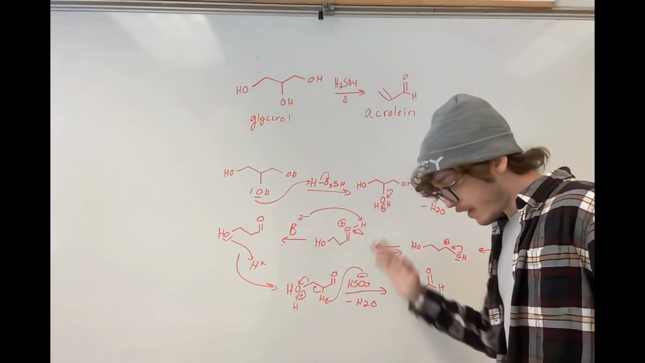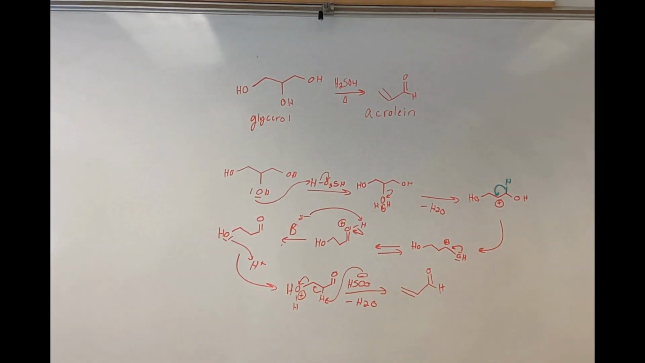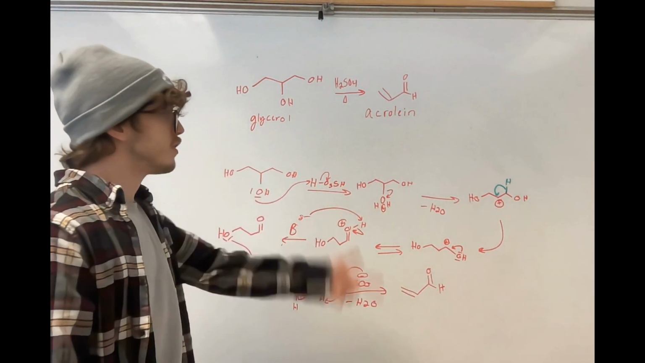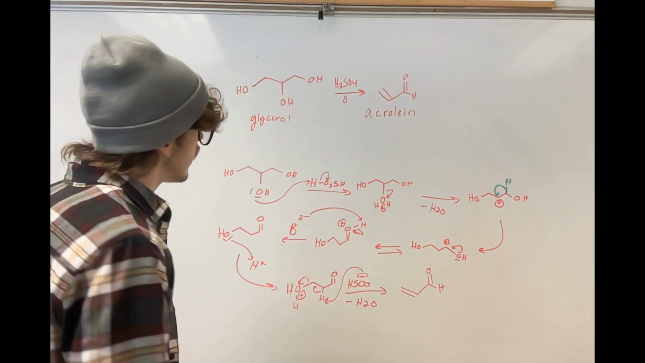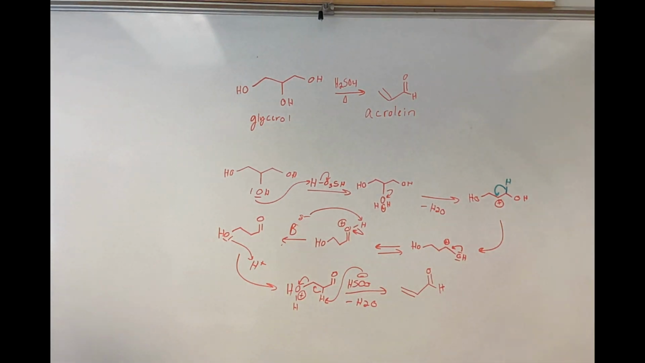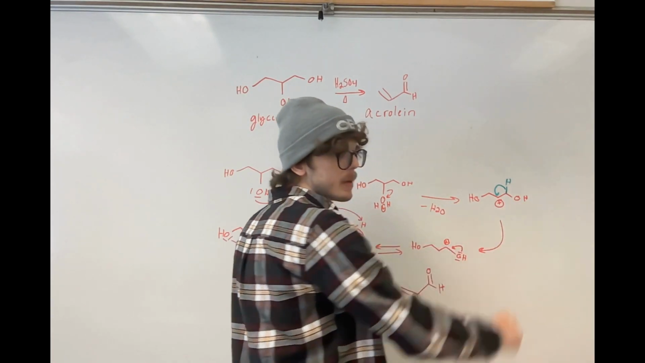Anyways, there is the mechanism for how you make acrolein under acidic conditions with heat. Basically, the glycerol dehydrates twice. It goes through these weird kind of things. It's not very easy to see, but you really got to think about this one. I think the hardest step is realizing that this can happen.